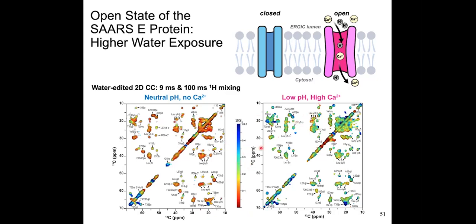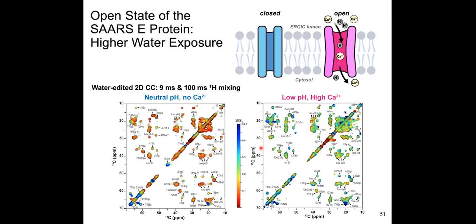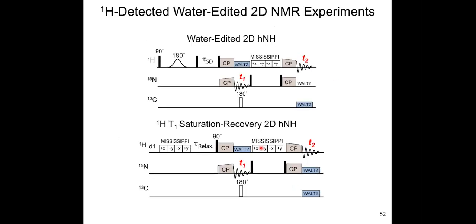So that means that in the site-resolved hydration map, this entire protein, when you have subjected it to acidic pH and calcium, it has become more hydrated. So this allows us to say, without doing electrophysiological measurements, which we don't do, we can say biophysically, these conditions generate a SARS-E protein which is more water accessible. And that is basically, for ions to be conducted, an open state. A more modern version of the water edited 2D experiment is this nitrogen proton correlation as the readout preceded by this water editing.